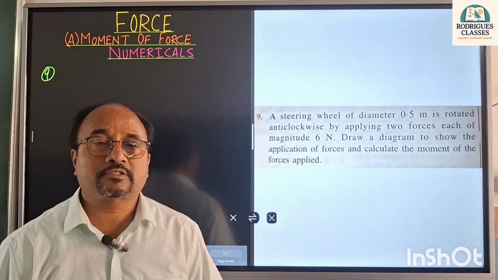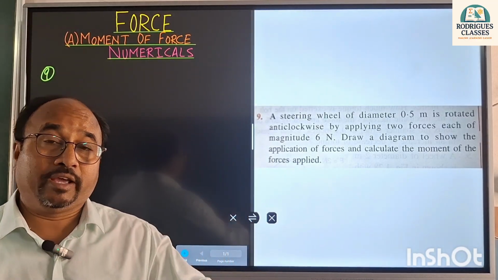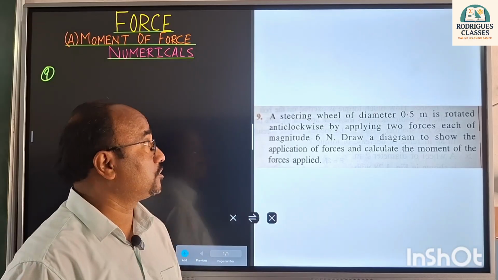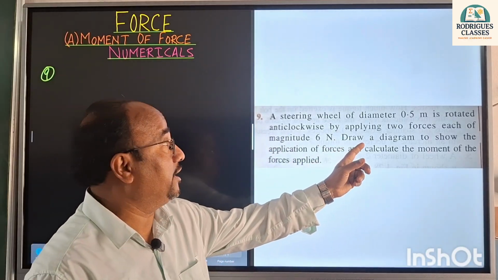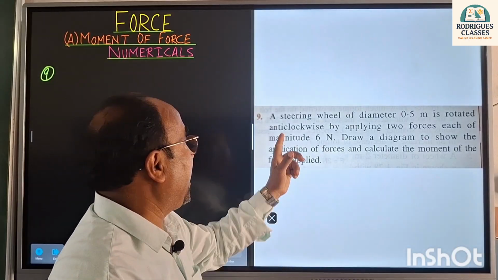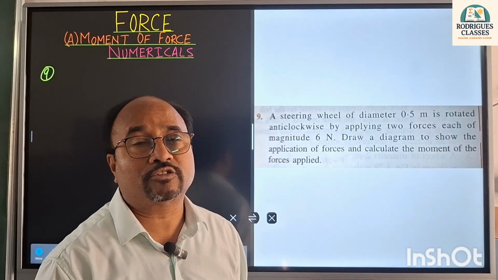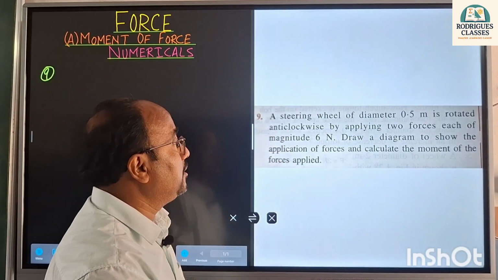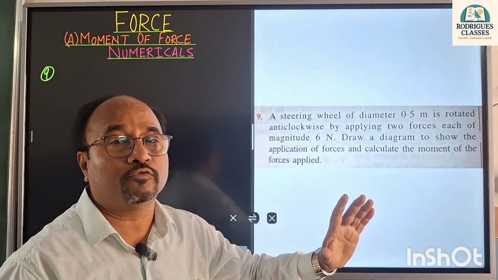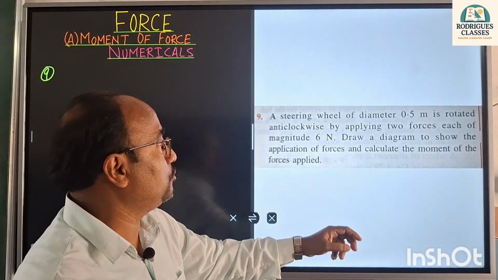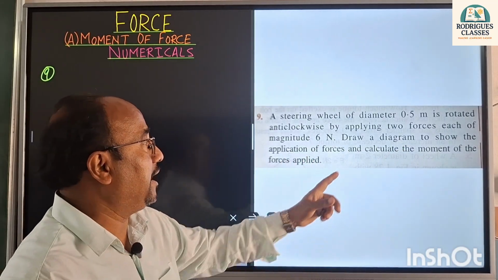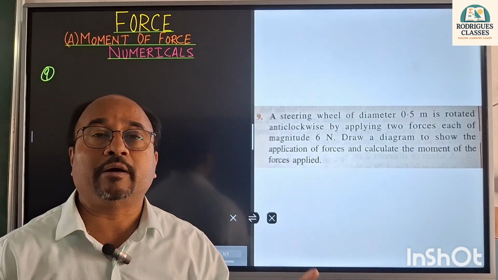Now let us see the next numerical, number 9, where the diagram is not given. We will be asked to draw the diagram. So follow the question. It says a steering wheel of diameter 0.5 meter is rotated anti-clockwise by applying two forces, each of magnitude 6 Newton. Draw a diagram to show the application of the forces and calculate the moment of force applied.